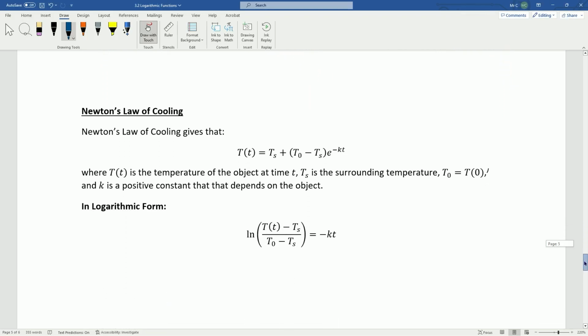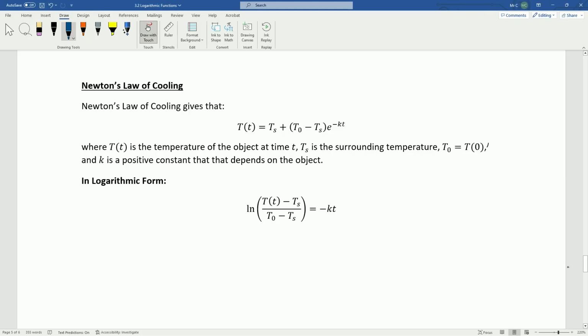Okay, so now we're going to talk about Newton's law of cooling. So Newton's law of cooling is one of many applications of exponential and logarithmic functions. And we did talk a bit about this, or we did an example related to this, I should say, in the exponential lecture video. So Newton's law of cooling states that the temperature at time t is equal to T sub s plus (T naught minus T sub s) all times e to the negative kt, where T of t is the temperature of the object at time t, T sub s is the surrounding temperature, T sub naught is the initial temperature, the temperature at time 0, and k is a positive constant that depends on the object.